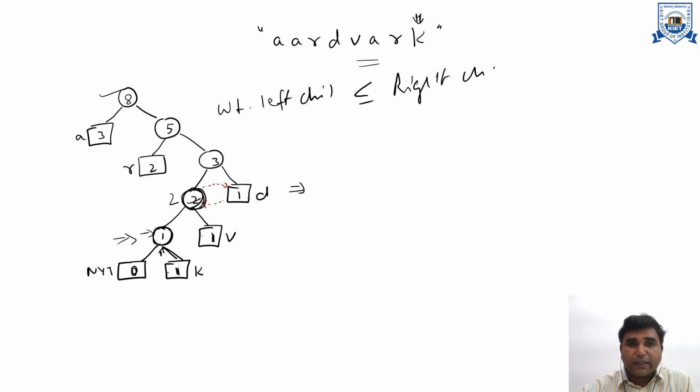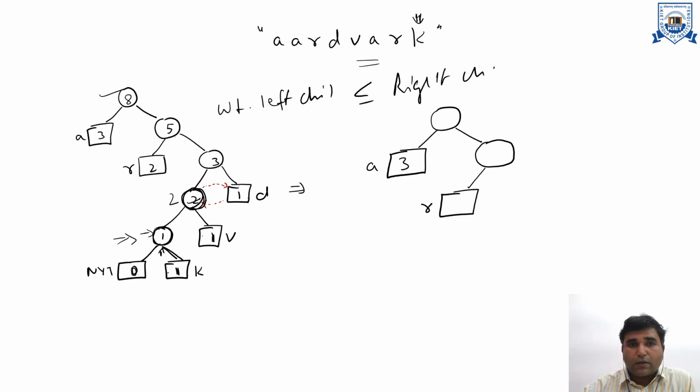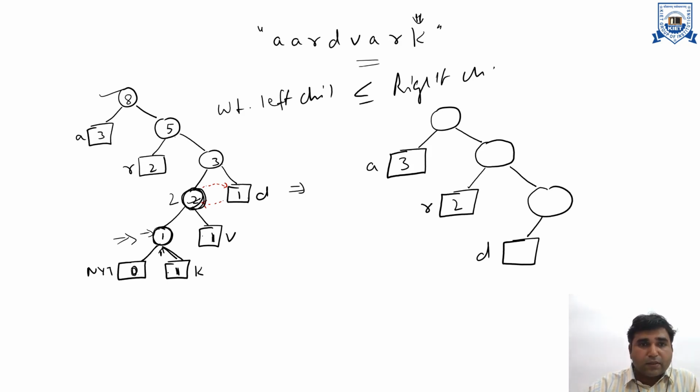After shuffling we get the tree just like this. This is the root node. Now we have the left symbol A having the weight value 3. Again we have an intermediate node, then we have the symbol R having the weight 2. Now here we have to swap. The symbol D is joining on the right hand side, but in this case we put it on the left hand side. This is the D, and the weight value is 1.